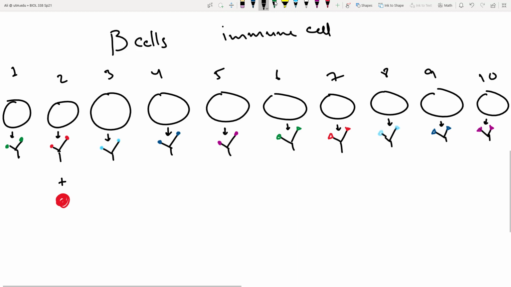For number 1, it'll be a green circle. This is its antigen. It could be a protein. It could be a carbohydrate. It could be a very specific lipid, some molecule. And here we go with the triangles.